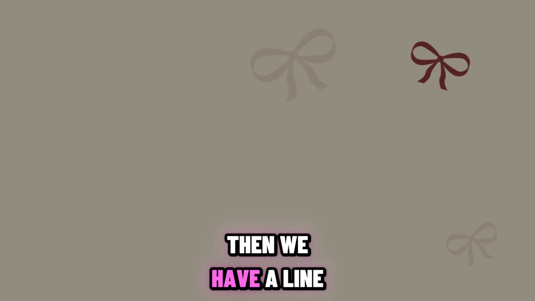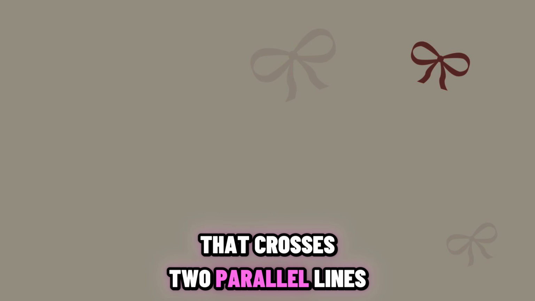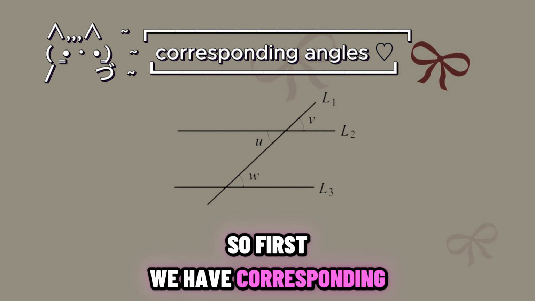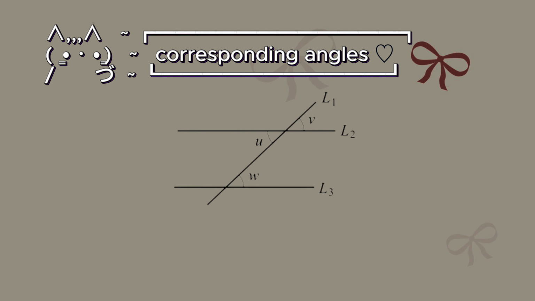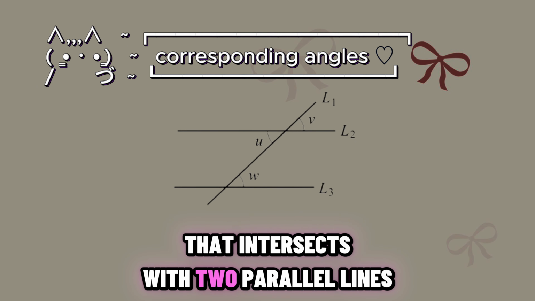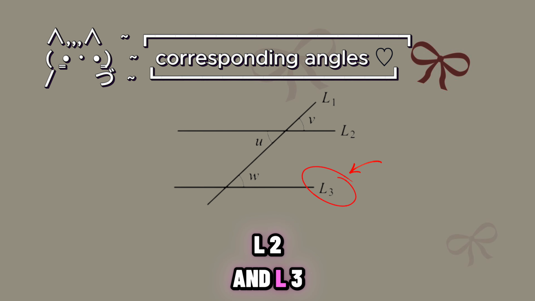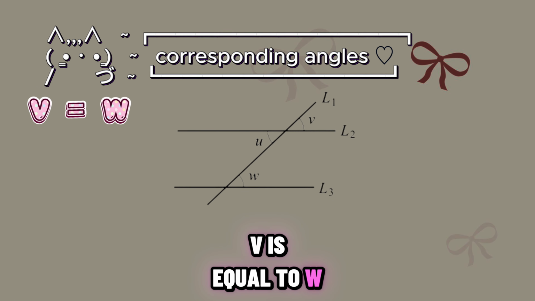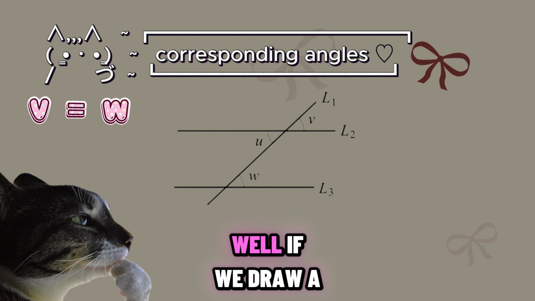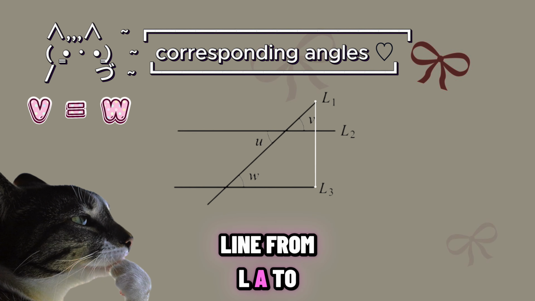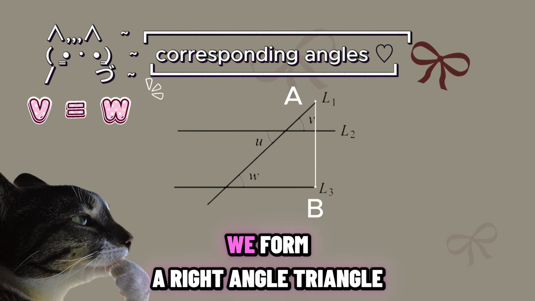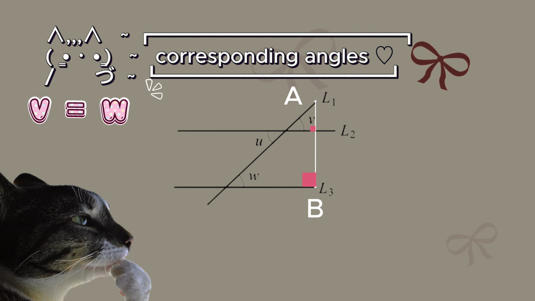Then we have a line that crosses two parallel lines like this. So first we have corresponding angles that are equal. So when we have line 1 that intersects with two parallel lines L2 and L3, V is equal to W. But why is that? Well, if we draw a line from L2 to L3, from point A to point B, we form a right angle triangle.